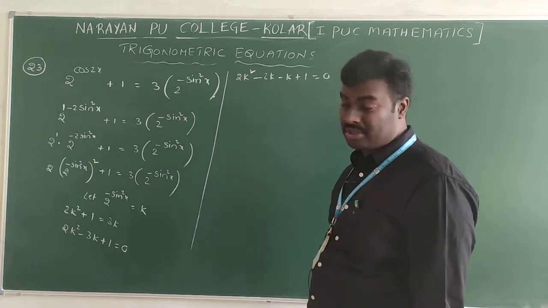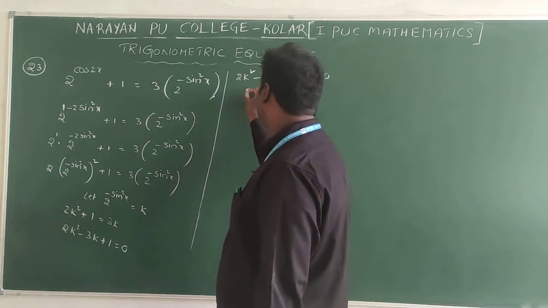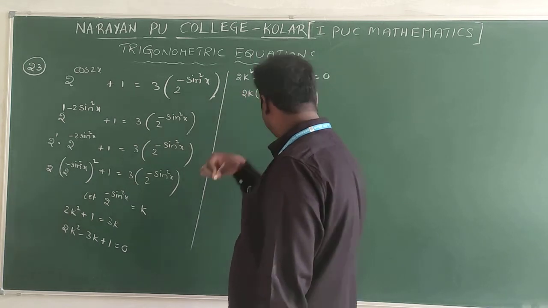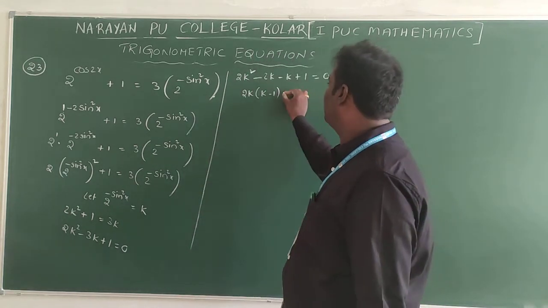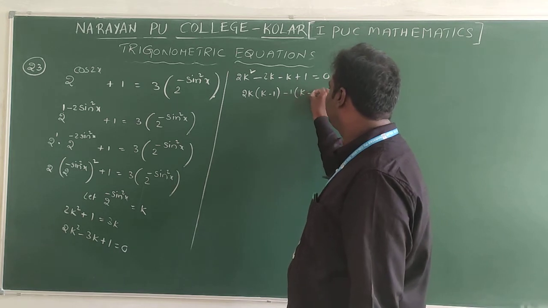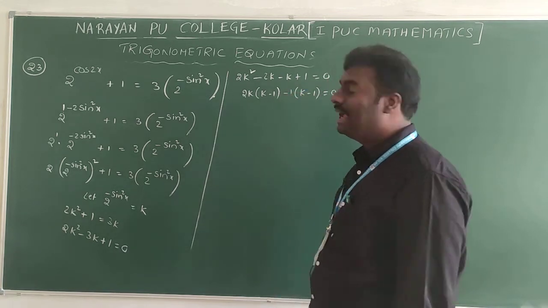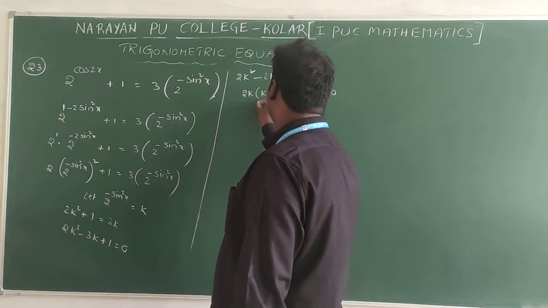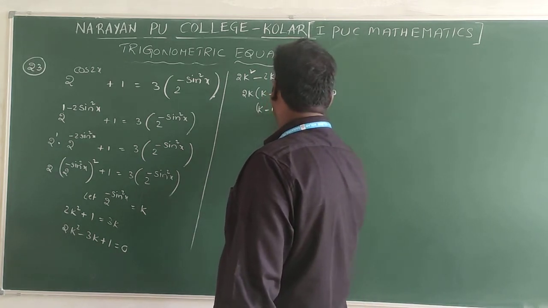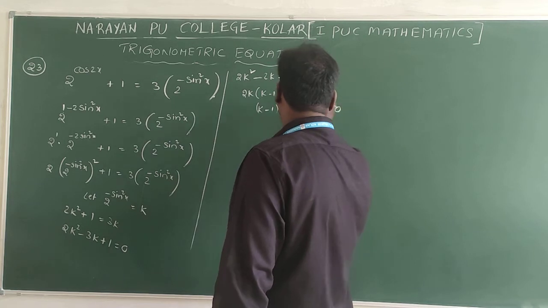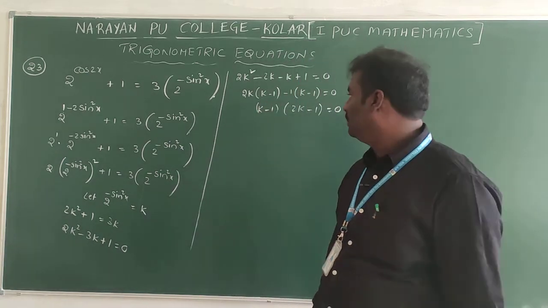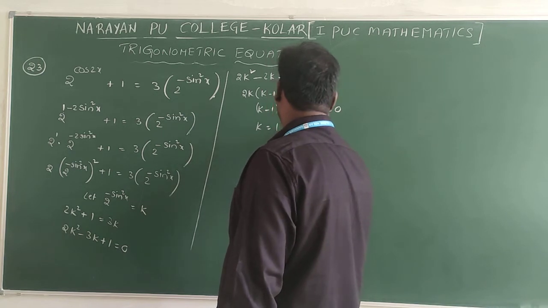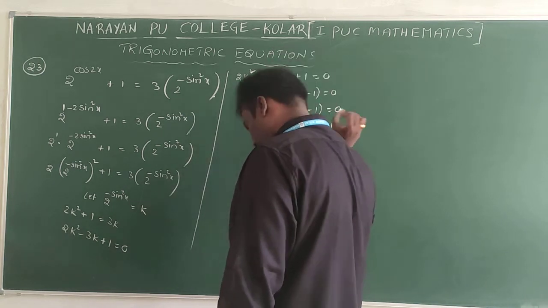In the first two terms, I will take 2k common. In the next two terms, you take minus 1 common. Again, which is common? K minus 1 is common. K minus 1 into 2k minus 1 is equal to 0. From this, you will get k is equal to 1. From this, you will get k is equal to 1 by 2.